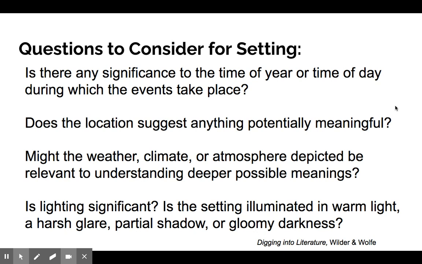So some things to ask yourself about when we get into talking about setting, and these are some good ones, and we'll include these as stems for you to consider. But is there any significance to the time of the year or the time of day during which the events are taking place? You might actually say no. And if there is nothing significant about it, then maybe setting isn't worth talking about. But it might. And the question is, do you ask yourself this question, whether or not it's significant? You want to start getting into that habit.